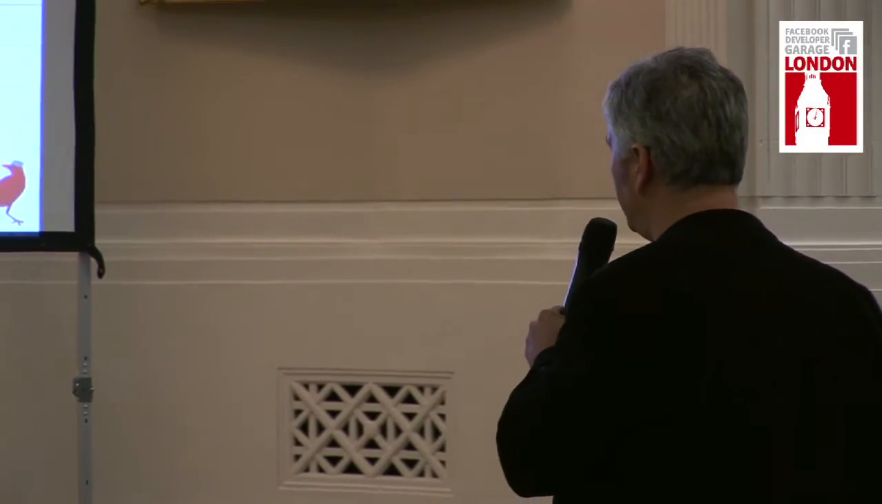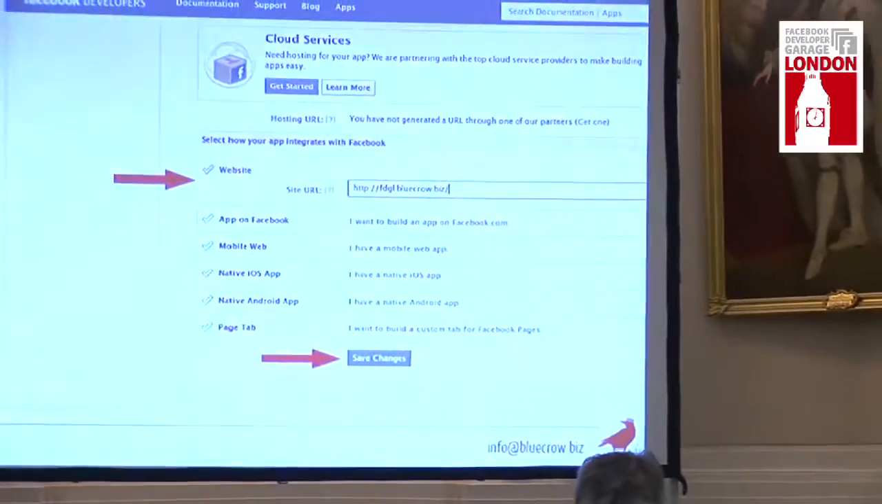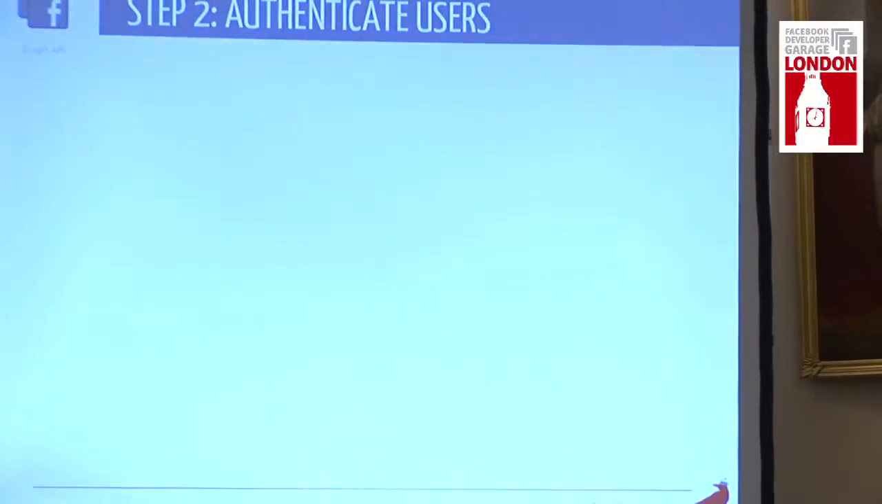We go right back to our application. Scroll down. We're making a website. So I put in the address of the website here. It's fdgl.bluecrow.biz. Easy enough. Save our changes. And that's it. We're done with step 1. Step 2 is you have to authenticate the user.